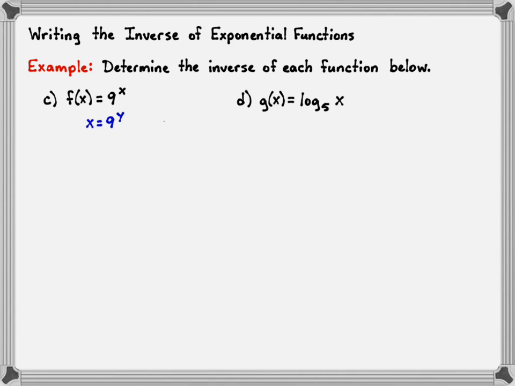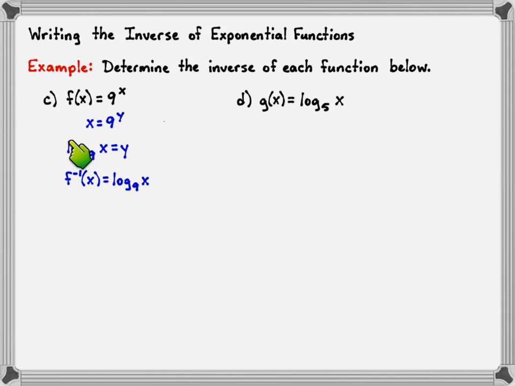Now the next step is to get y by itself. Because y is the exponent, the way we get y by itself is to take a log. So we say log base 9 of x equals y. And there we have y by itself. Well, what do we call y? y was the inverse of f. So we'd say the inverse of f of x is equal to log base 9 of x.